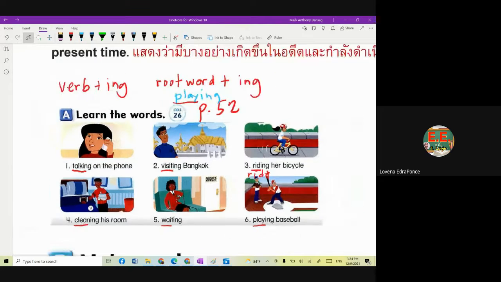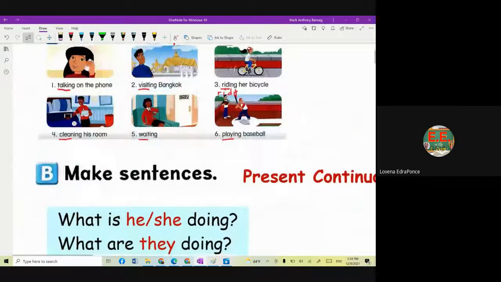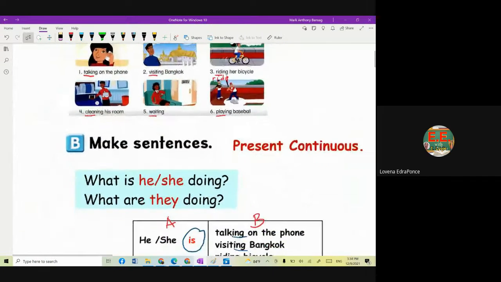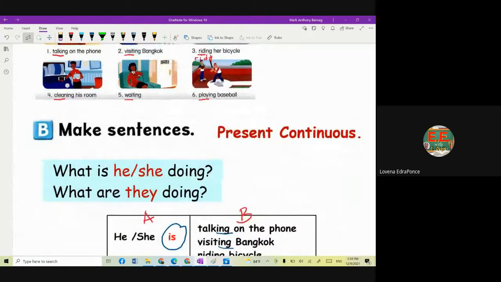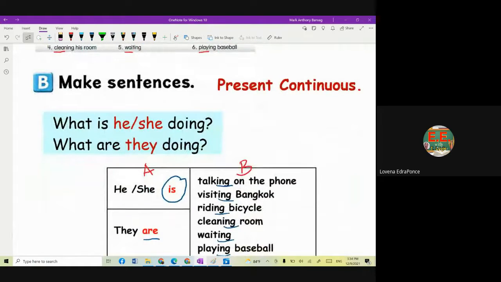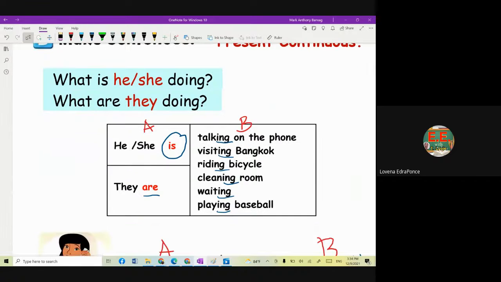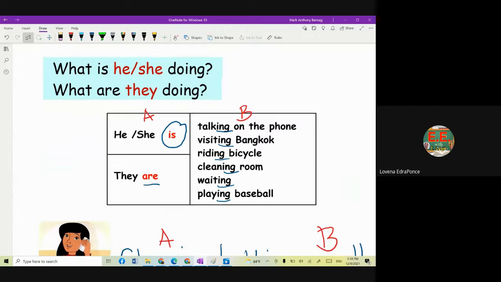All right. So this time, let's make sentences in present continuous form, answer the questions. What is he or she doing, or what are they doing? So I made this pattern. If we're going to use he, she, our verb to be is is. If we're going to use they in plural form, our verb to be is are, plus our present participle.